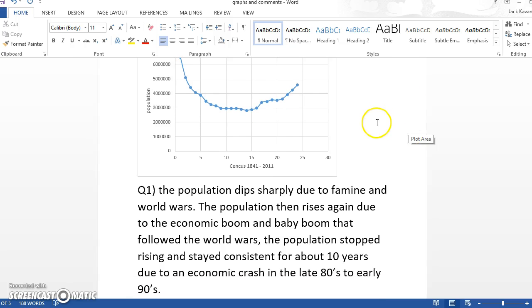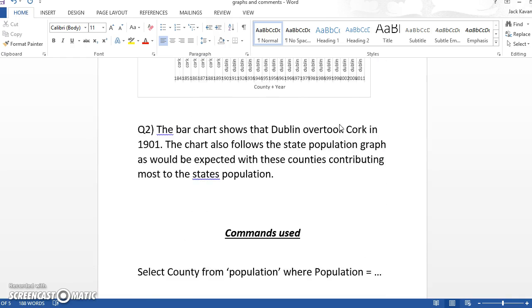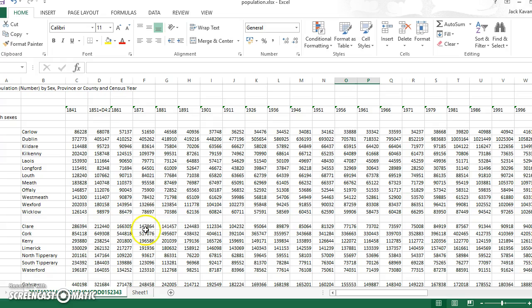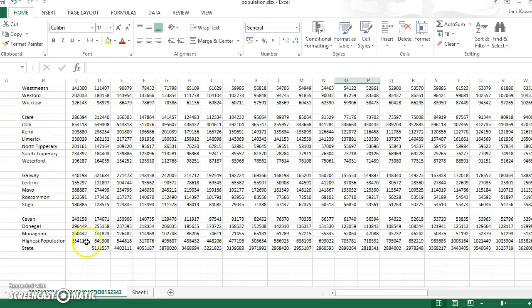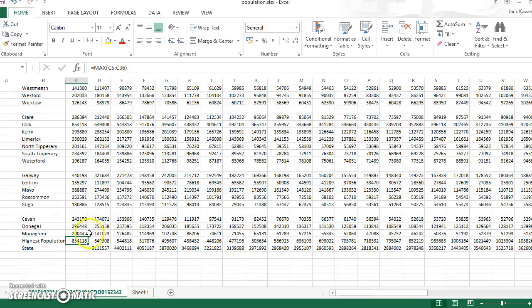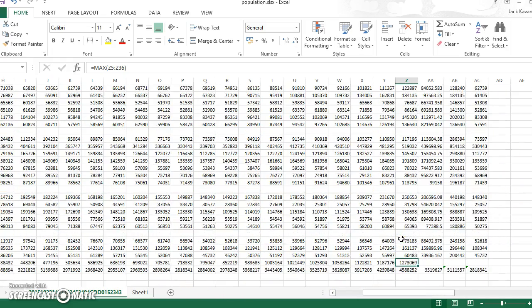For the second question, the highest population in each county for each year, I have done it in a bar chart because it shows a better representation than the scatter plot. For this, I had to use the unformatted data, go down to the bottom, and take out the provinces and the state from the data. I set this equal to max and selected this entire row of cells so it would pick out the max population for each one, and I brought that formula across until 2011.